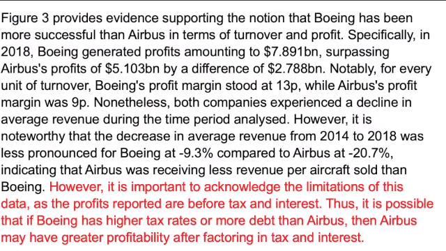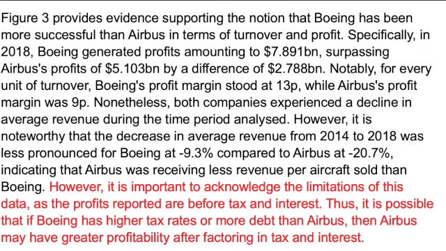So I've got another limitation in red, and again, I'll explain why I've got them in red in a second, but figure 3 provides evidence supporting the notion that Boeing has been more successful than Airbus in terms of turnover and profit. Specifically, in 2018, Boeing's generated profits amounted to 7.891 billion, surpassing Airbus's profits of 5.103 billion by a difference of 2.788 billion. Notably, for every unit of turnover, Boeing's profit margin stood at 13p, whilst Airbus's profit margin was 9p. Nonetheless, both companies experienced a decline in average revenue during the time period analysed. However, it is noteworthy that the decrease in average revenue from 2014 to 18 was less pronounced for Boeing at minus 9.3% compared to Airbus at minus 20.7%, indicating that Airbus is receiving less revenue per aircraft sold than Boeing.